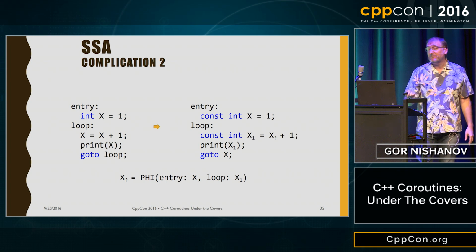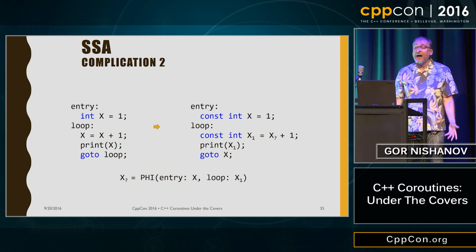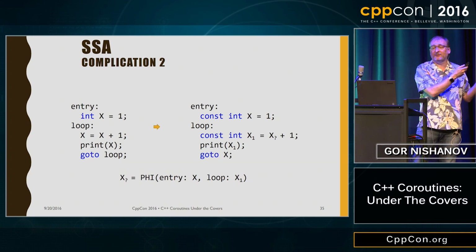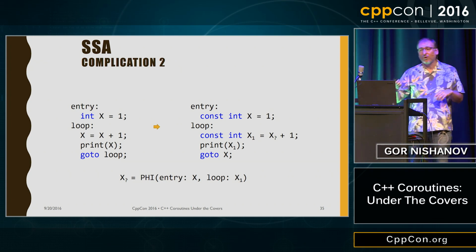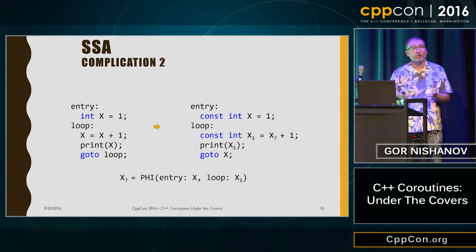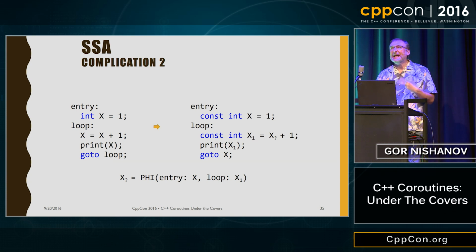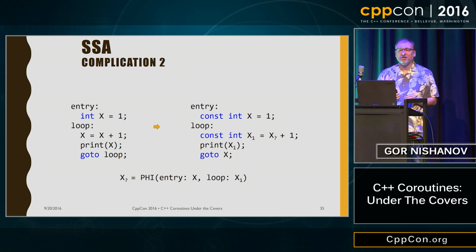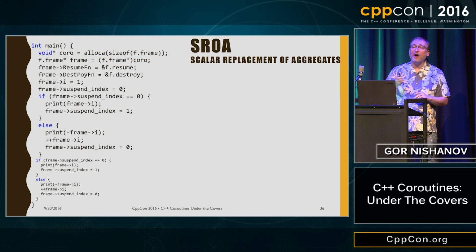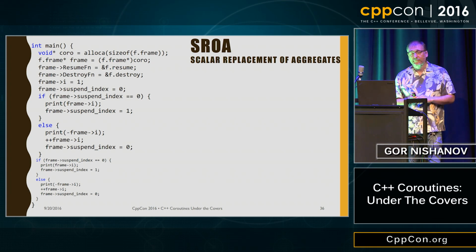And the magic is they simply invented this magical function called phi. And what it does, it says, look, if I came from the block with a label entry, I'm x. And if I came from the block named loop, I'm x1. So this is how it's resolved. But what is awesome about SSA is that everything is essentially a constant value. Nothing ever changes. And this is what allows us to finish optimizing this coroutine into nothing.